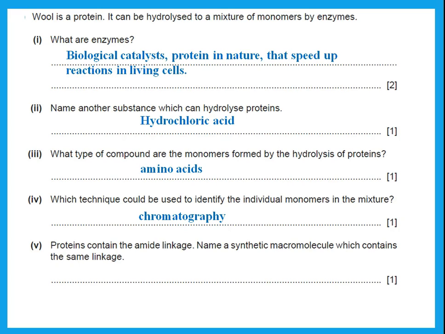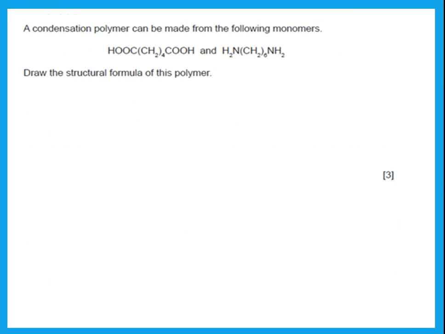Proteins contain the amide linkage. So proteins are the natural polyamides. And he's saying name a synthetic macromolecule that contains the same linkage. So I want the synthetic polyamide. The synthetic polyamide is nylon. Do we remember that? Okay.